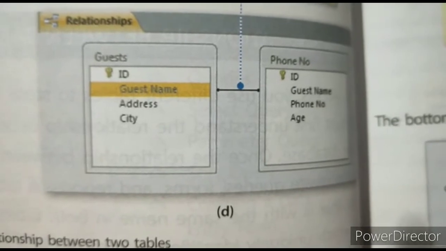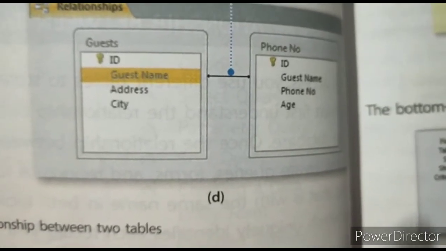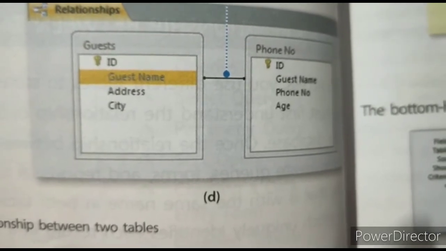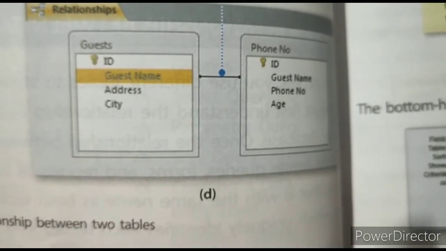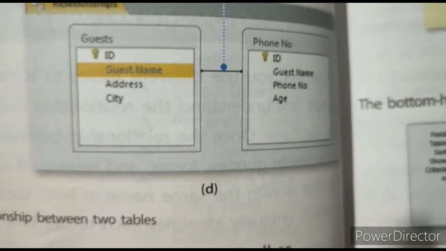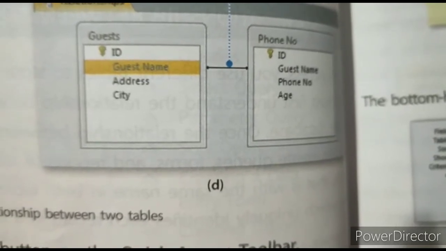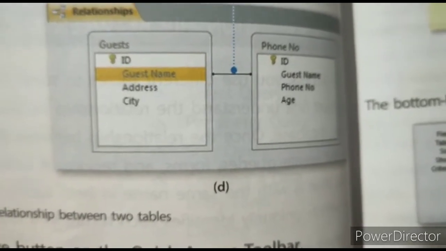See, a line is drawn between the two tables showing the relationship between the guest name and the guest name. Then to save the relationship, click on the save button.